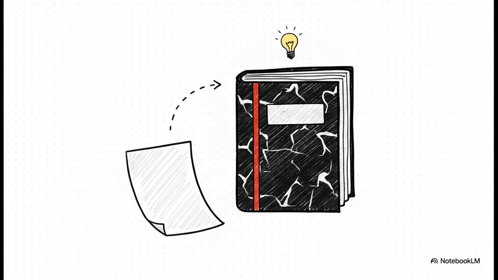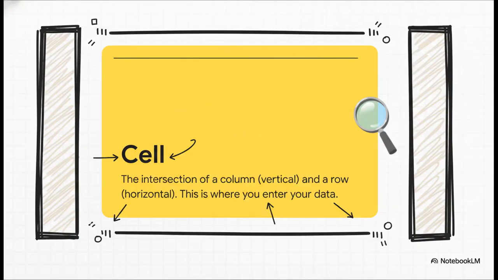And here is the absolute easiest way to remember it. A workbook is like a physical notebook, and a worksheet, that's just a single page inside that notebook. Easy, right? Workbook is the book, worksheet is the page. And the most fundamental piece of it all is the cell. Every single one of those little rectangles is a cell. It gets its name from where the vertical column, which has a letter, meets the horizontal row, which has a number. So a cell like B3 is your canvas. It's where all the action happens.